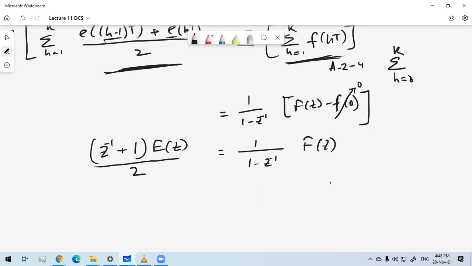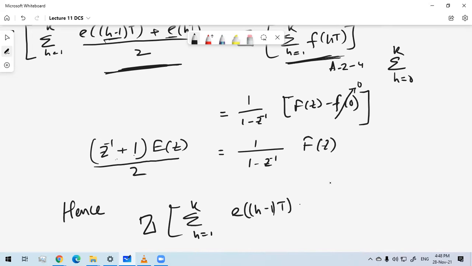Okay, so our F(z) value will be simply whatever the error value is, which we have to figure out and add in. So hence we can write the z-transformation of the summation of h from 1 to k, of (error at h minus 1 times T plus error at h times T) divided by 2, equal to (1 plus z inverse) E(z).